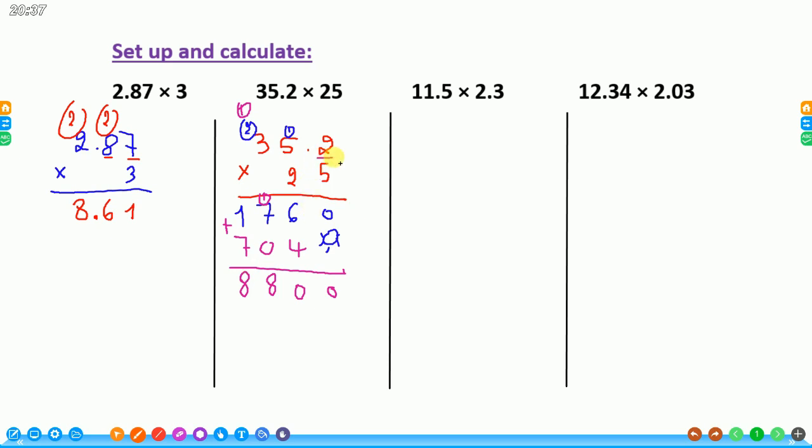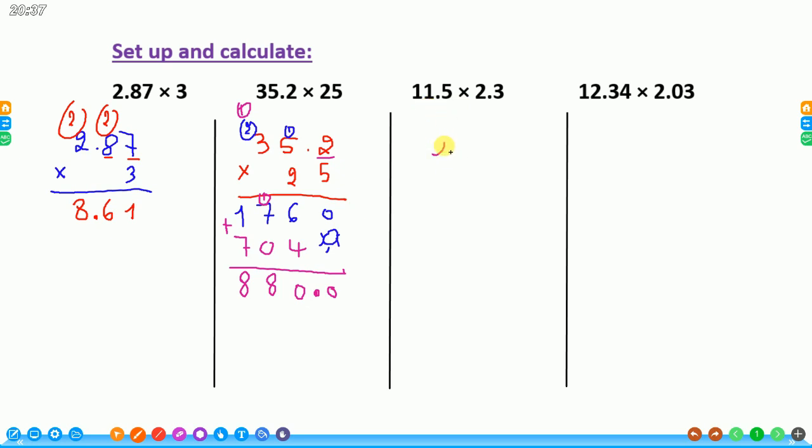In the end, I count how many digits after the point I have. I only have 1. Here I have none. So in total, I only have 1. And the answer is 880.0. Since I have only 1 digit, in the final answer, I must have only 1 digit after the point.